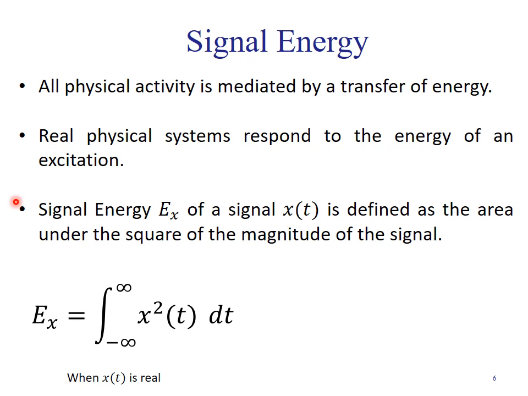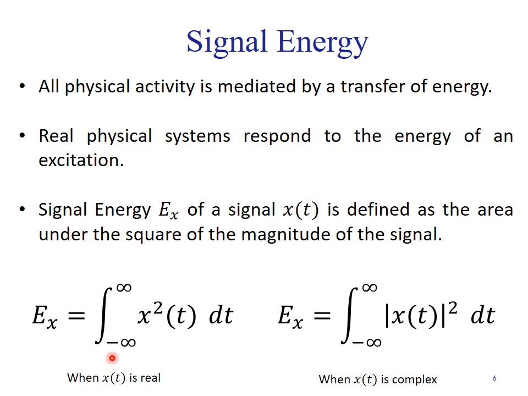E_x would be equal to the integral of x squared from minus infinity to infinity when x(t) is real. And if x(t) is complex, then first we have to find the modulus of x(t), and then find the square of that, and then find the integral of the modulus squared of x(t) from minus infinity to infinity.